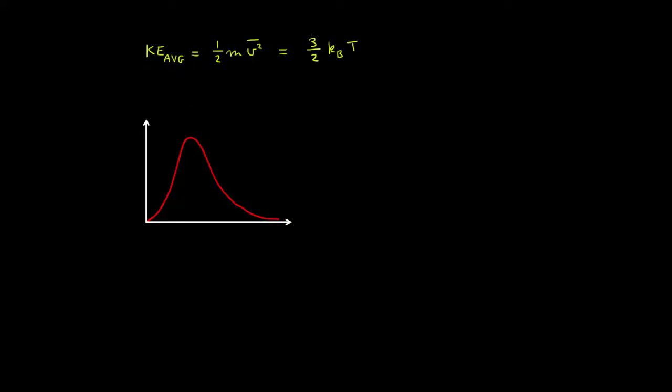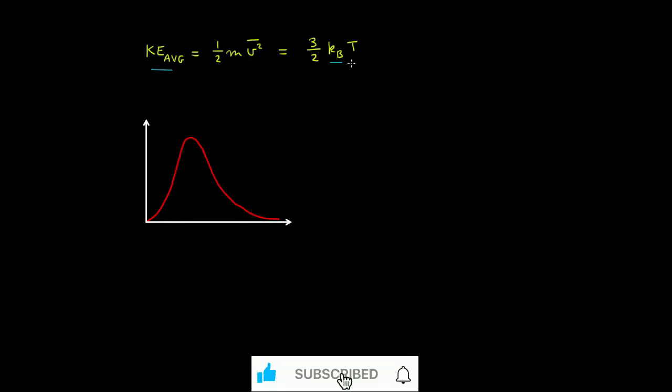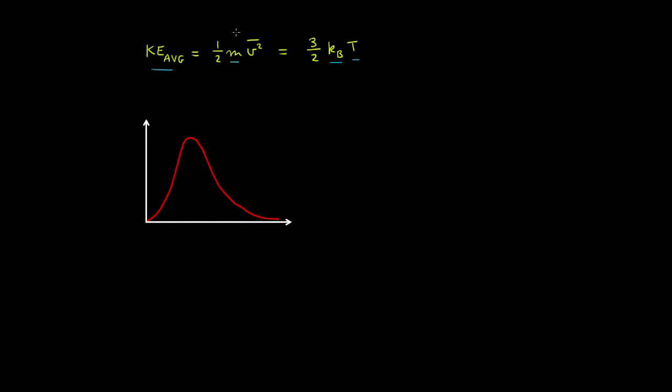Let's derive an equation for the root mean square velocity of an ideal gas. So recall that we derived the average kinetic energy for a gas is equal to 3/2 by Boltzmann's constant by the temperature. And the average kinetic energy for a gas particle with a mass m is 1/2 by the mass by the mean square velocity.